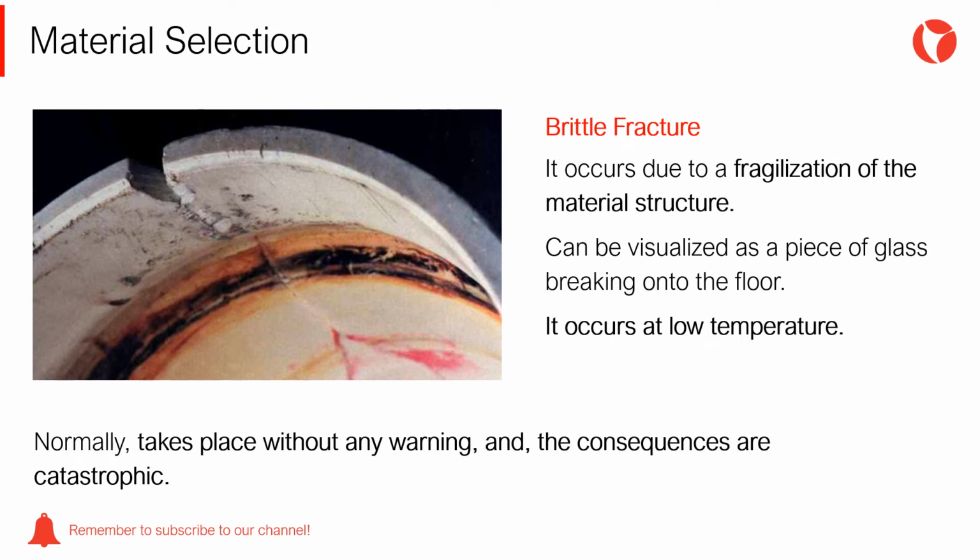Brittle fracture occurs due to fragilization of the material structure. They can be visualized as a piece of glass breaking on the floor, exaggerating to keep it simple. This type of failure occurs at low temperature, generally below the design temperature. The most dangerous aspect of such failures is that they take place without any warnings and the consequences are catastrophic.